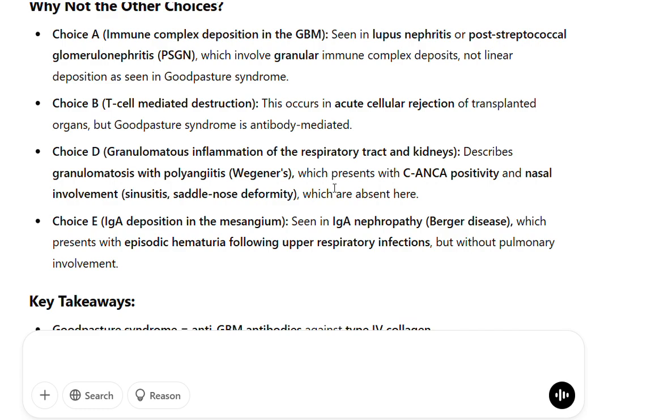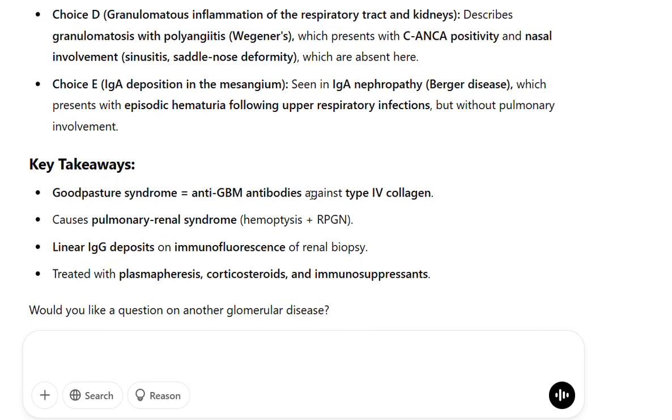Choice D, granulomatous inflammation of the respiratory tract and kidneys, describes granulomatosis with polyangiitis, Wegener's, which presents with C-ANCA positivity and nasal involvement, sinusitis, and saddle nose deformity, which are absent here. Choice E, IgA deposition in the mesangium, is seen in IgA nephropathy, Berger disease, which presents with episodic hematuria following upper respiratory infections, but without pulmonary involvement.